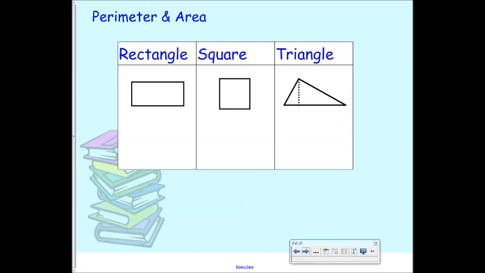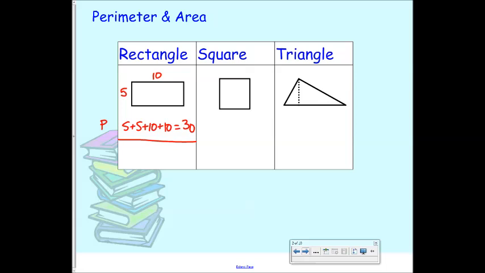Perfect. Okay. So to find the area of a rectangle, let's say that this were 5 and this were 10. Sorry, to find the perimeter. How would you find the perimeter of that rectangle? Which gives me what? 30. Perfect. So the perimeter of that rectangle would be 30.